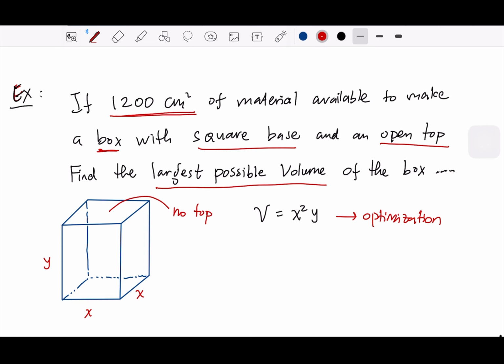But we have a problem because we have these two variables. So we need to relate the other variables and change into the one that we want to derive. For example, it says that we have this limit of material, right? So we can write a constraint: 1,200 equals the area. If we look at this area, every side without the top, it will be x squared plus 4xy. We call this our constraint. So either you take x and change into y from this, or you take y and change to x from this constraint.